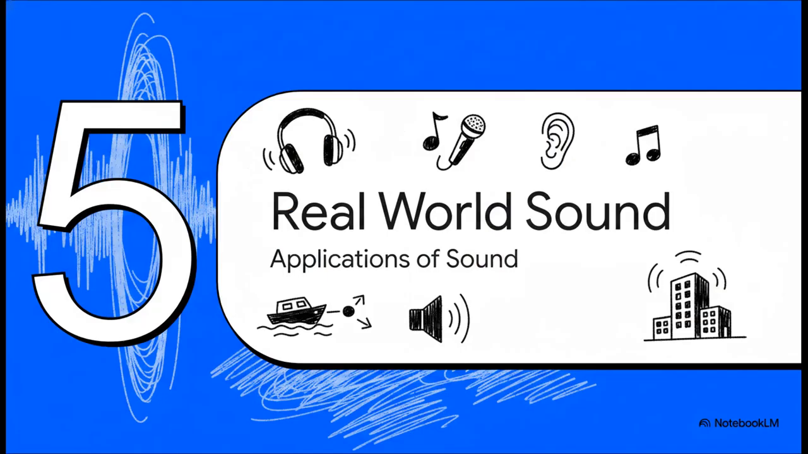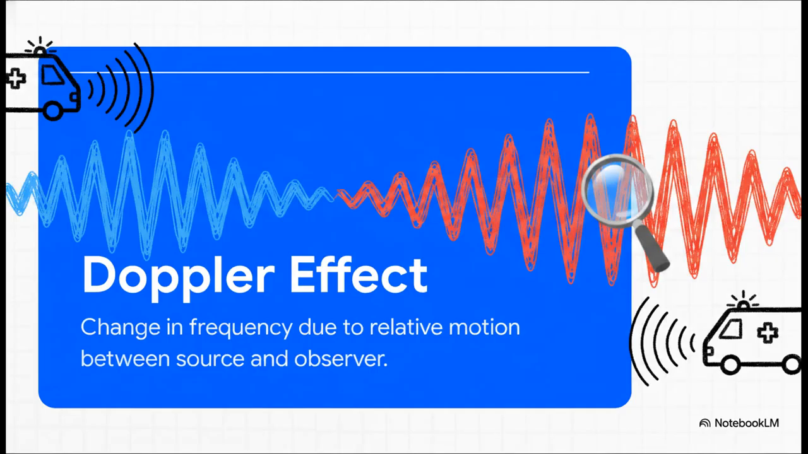Which brings us to our final section, Part 5, Sound in the Real World. First up, we've got the Doppler effect. This is a change in frequency due to relative motion between a source and an observer. Honestly, we have all experienced this. Think about an ambulance racing toward you. The sound waves actually physically compress and the pitch goes way up. But the second it speeds past and drives away, those waves stretch out and the pitch dramatically drops. The physical motion of the vehicle is literally shifting the frequency you hear in real time.